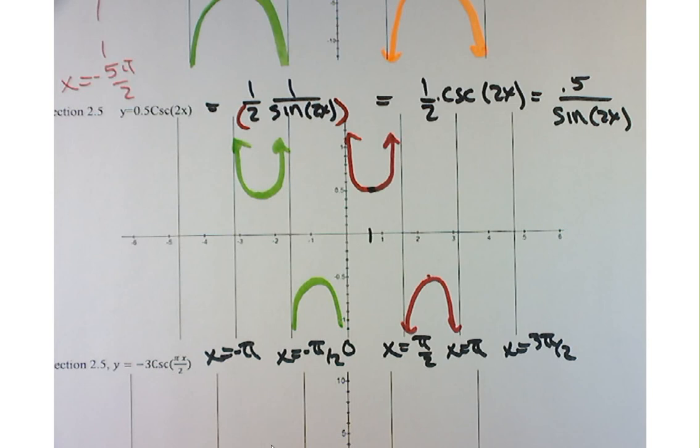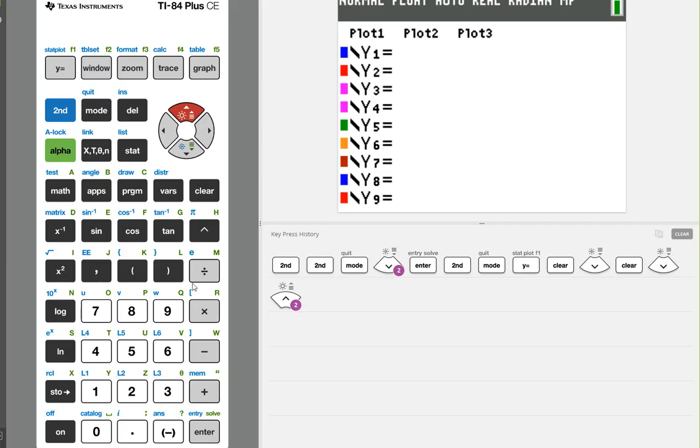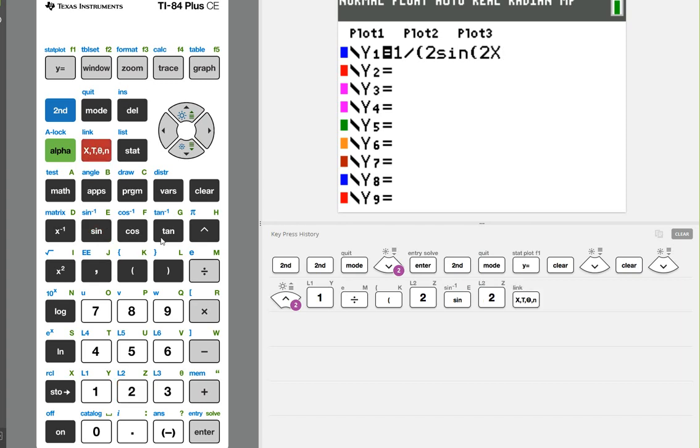So let's take a look at that. It's going to be 1 divided by parenthesis 2 sine of 2x. First parenthesis closes off the sine, second parenthesis closes off the denominator.